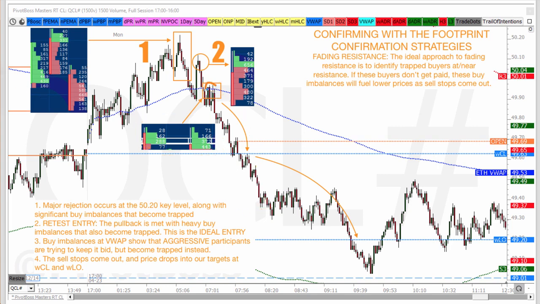If hundreds of contracts of buyers can't keep value bid, then those buyers are in trouble and their sell stops will feel that move down. This is a fantastic example, and again, this was something that was not hindsight. This was forecasted. This was in advance. This is exactly what we were looking for ahead of time, and then it plays out.